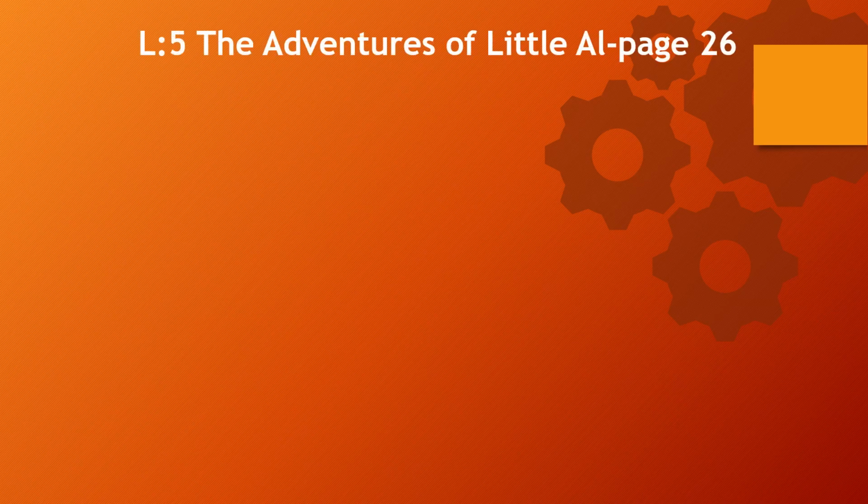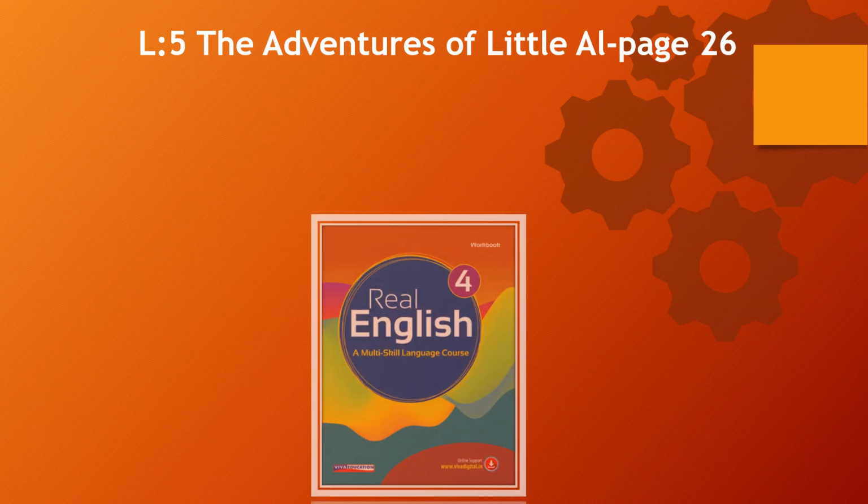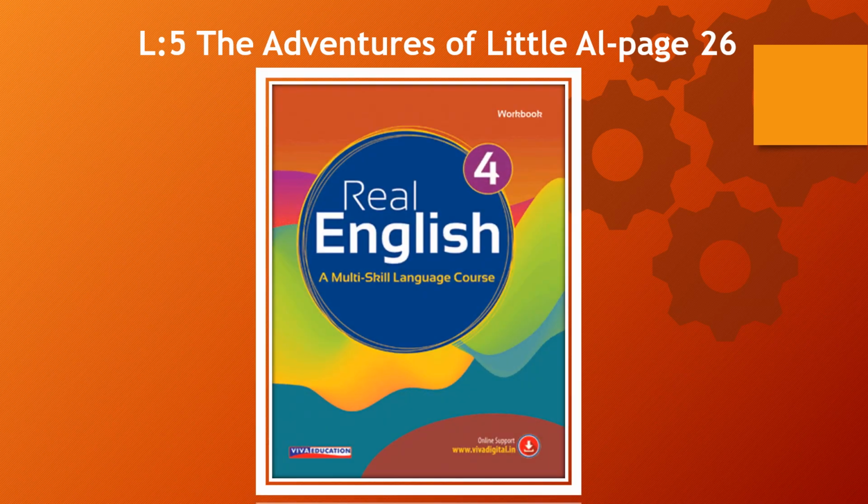First of all, I would want you to take out the lesson Adventures of Little Al in your book, the Real English Book 4. I would want you to take out page number 30 and be ready with a pencil. Because all these 3 exercises today, children, are going to be in the book itself. All you need is your Real English book and a pencil in your hand. So let's get going with the 3 exercises.